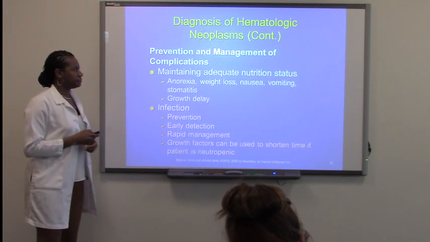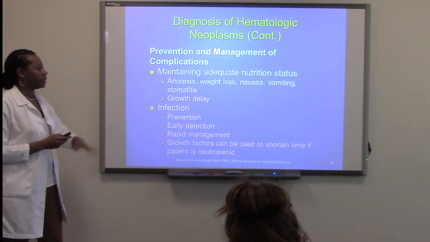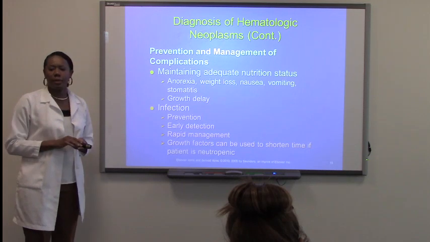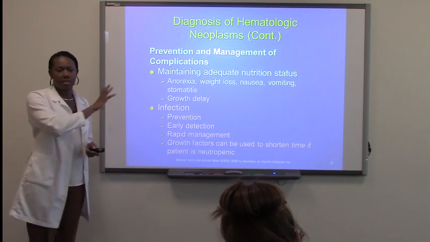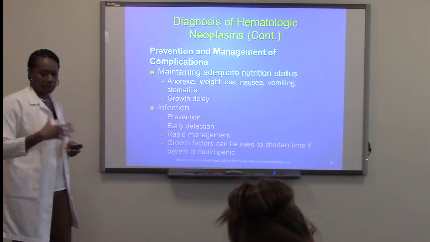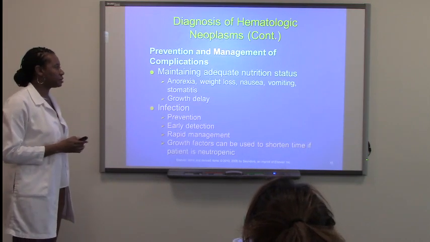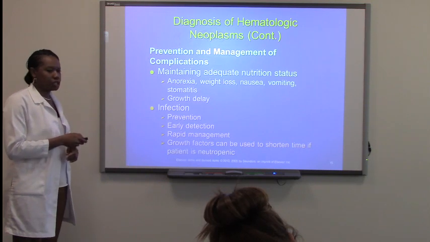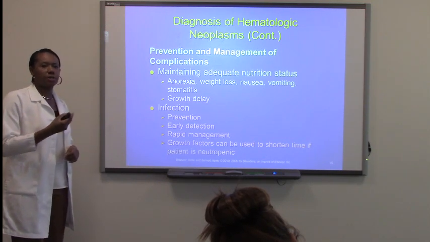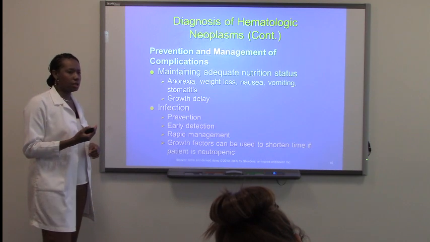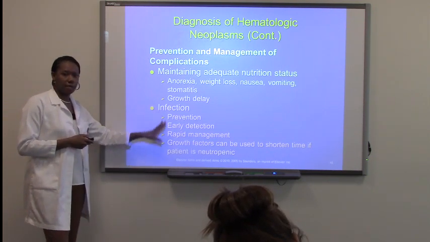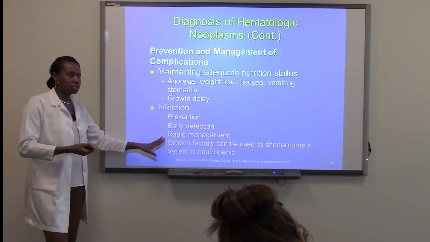Okay, now, some of this stuff we talked about before. So with these individuals, as you know, some of the signs and symptoms that go along with this whole process of cancer are anorexia, weight loss, vomiting, stomatitis, infection. With infection, especially with patients that go through leukemias and lymphomas, sometimes they try to prevent certain infections and pre-treat certain situations.